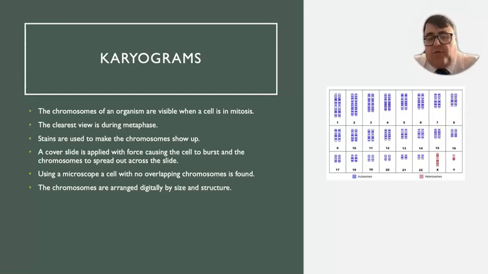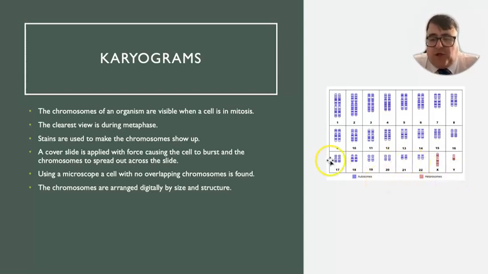A cover slide is forced onto the microscope slide. That causes the cells to burst and the chromosomes are spread out across the slide. We use a microscope to find a cell that has no overlapping chromosomes, and we take pictures of them and arrange them digitally by size and structure to get this nice karyogram where we can see all of them here. So you can see that we've got 2 chromosome 1, 2 chromosome 2, 2 chromosome 3, etc., and then chromosome X and Y.